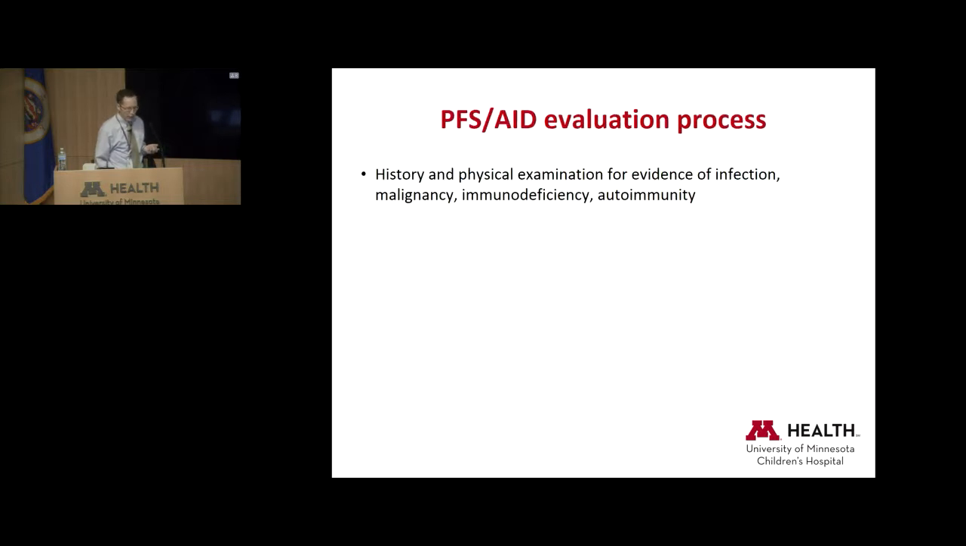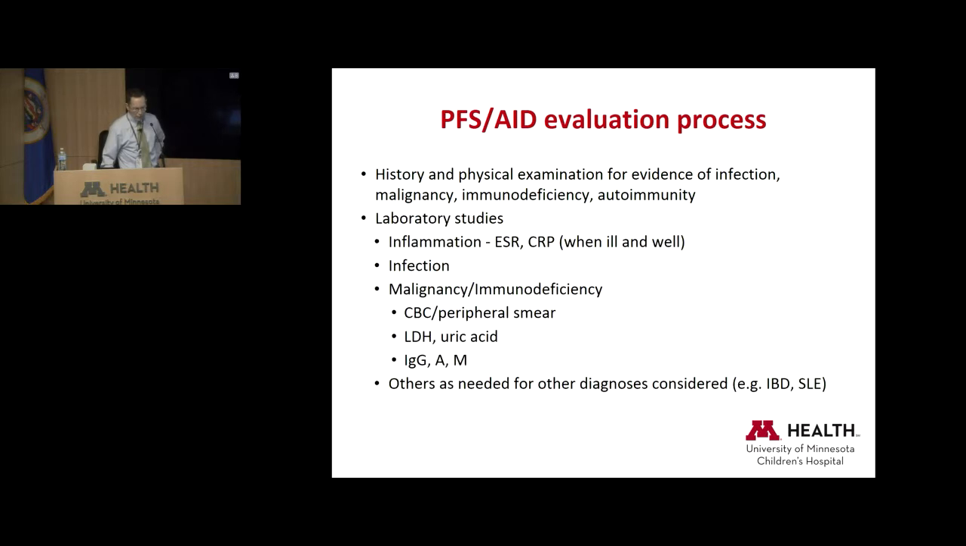The approach is like almost everything else, and I had a slide in here from my usual talk, but I took it out to save time. It's a history and a physical looking for evidence of infection, malignancy, immune deficiency, and autoimmunity. And then we want laboratory studies. And it's a relatively short list.